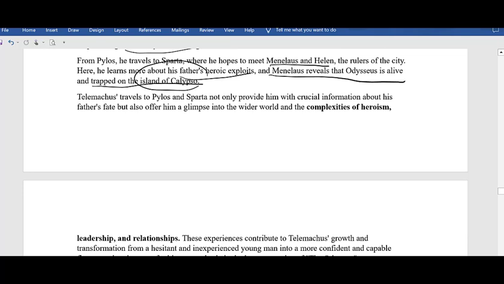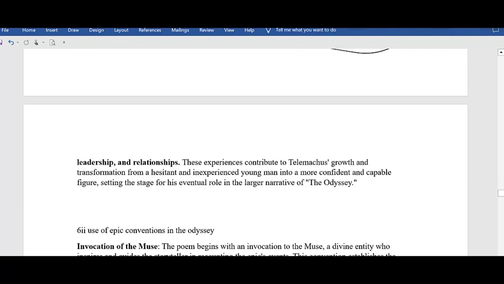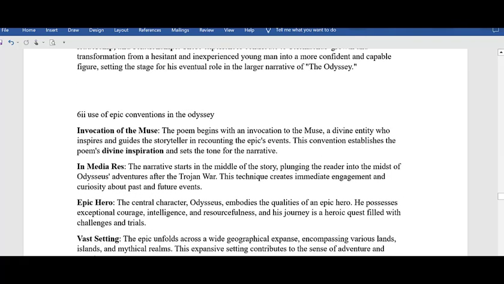So the important part about Telemachus's travel to Pylos and Sparta is also that they provide crucial information about Telemachus's father, but they also show him the complexities of heroism. He gets to know how great empires work. He gets to know more about relationships. He gets to know more about leadership, right? And that's how he changes from being a very young boy to being a mature adult. Okay, so this is how you would answer this question.